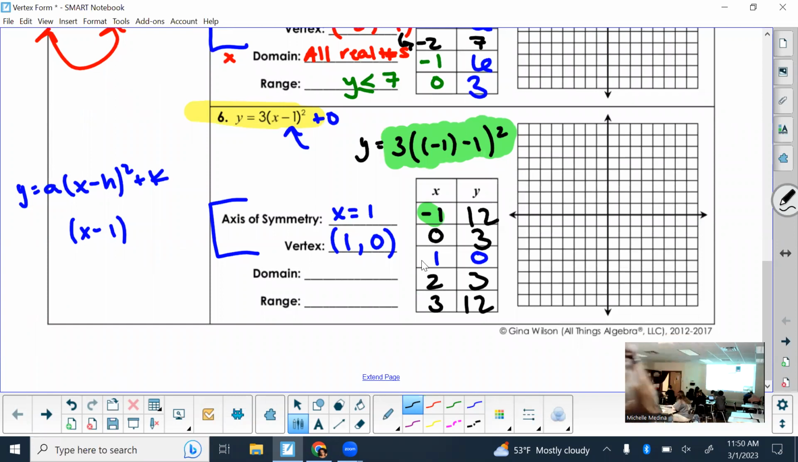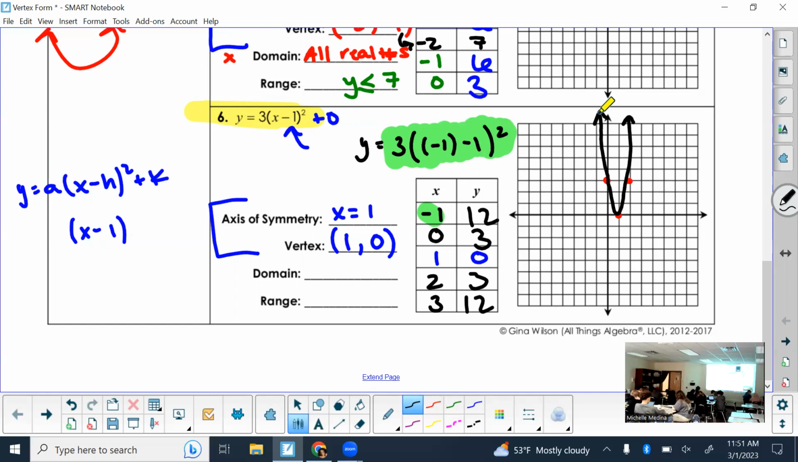All right, then transfer that onto your graph. The negative 1, 12 doesn't fit, so can't really put that one on there. But the 0, 3 does. So that goes there. The 1, 0 goes here. The 2, 3 goes here. And 3, 12 again doesn't fit. It'd be somewhere up there. But draw your U shape. And unless it says otherwise, it goes on infinitely, either up or down.